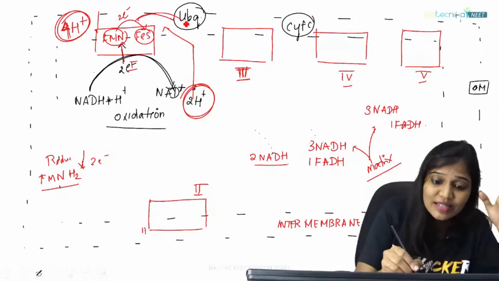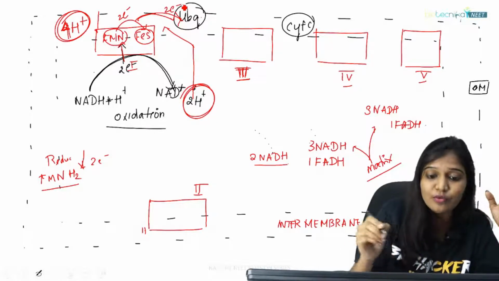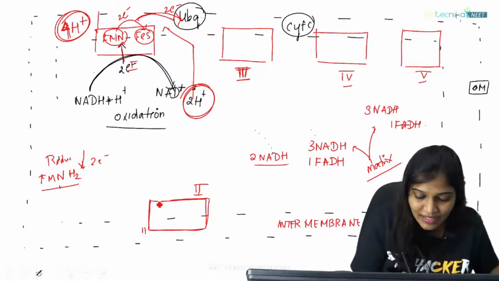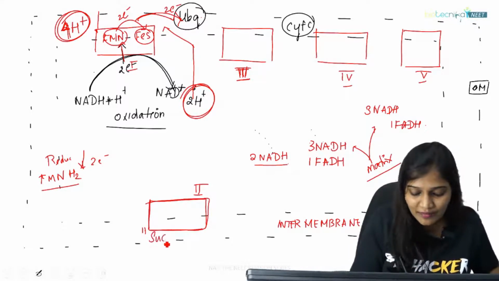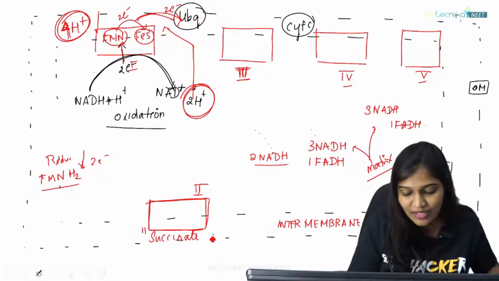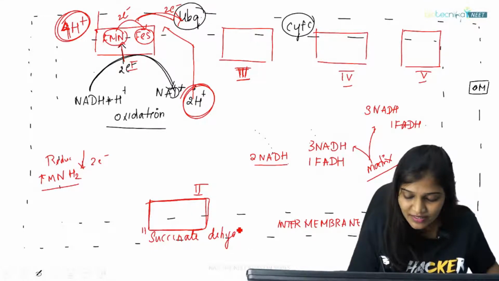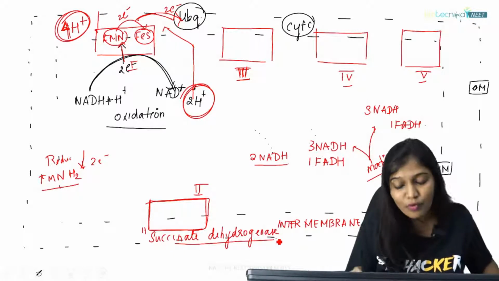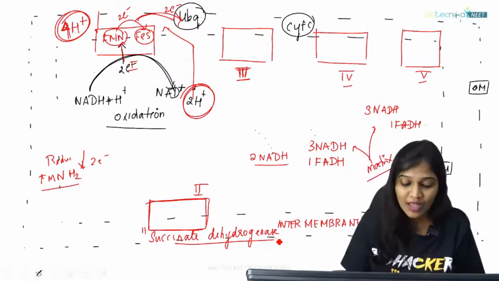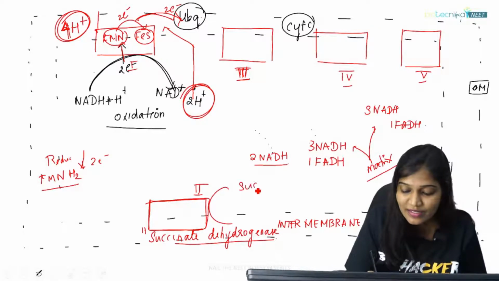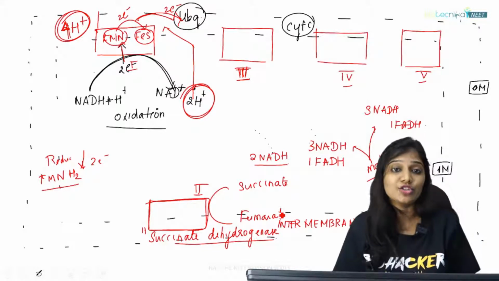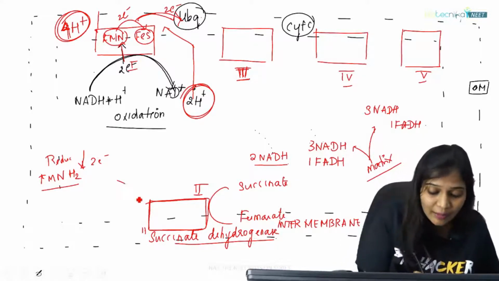Now the electrons are still present in ubiquinone, which means it has been reduced to UbQH2. What is the second complex? The second complex is called succinate dehydrogenase. And I told you, this is the only enzyme present in the inner membrane of the mitochondria which is involved in both the Krebs cycle and the ETC. Succinate is getting converted into fumarate. At that time, a very important molecule will be produced. What is that? FADH2.